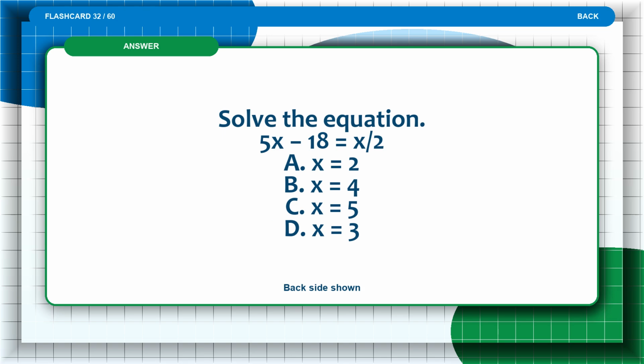The answer is: solve the equation 5x - 18 = x/2. A. x = 2, B. x = 4, C. x = 5, D. x = 3.